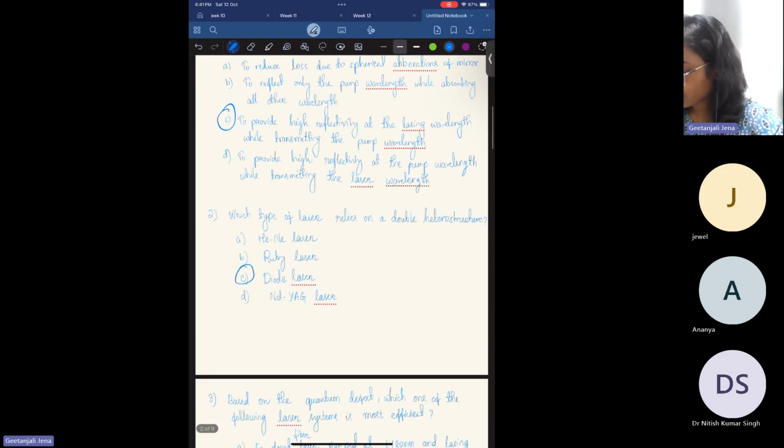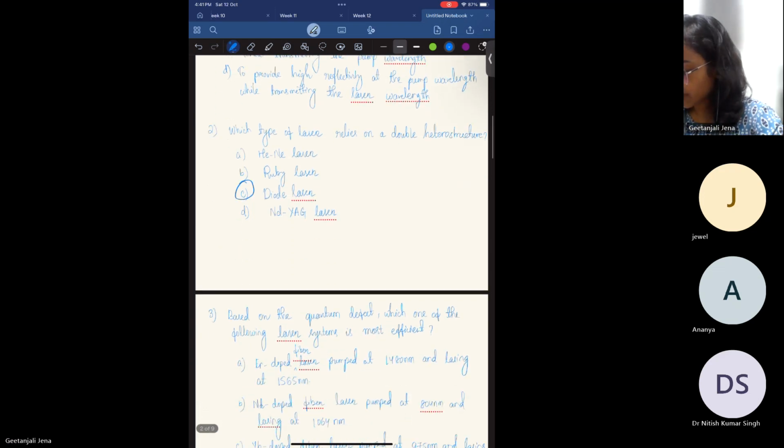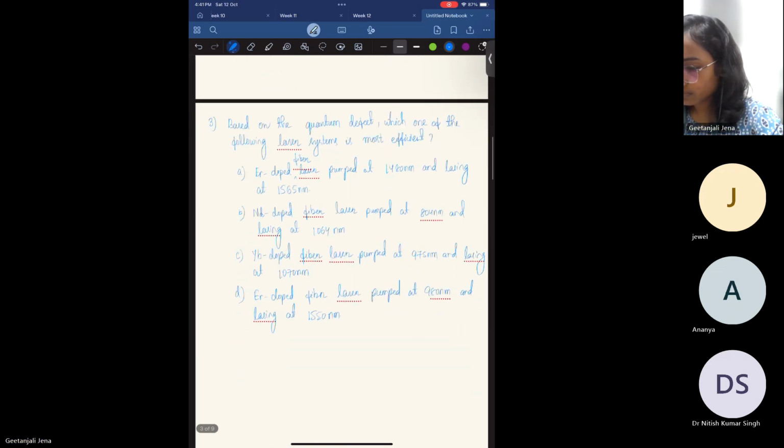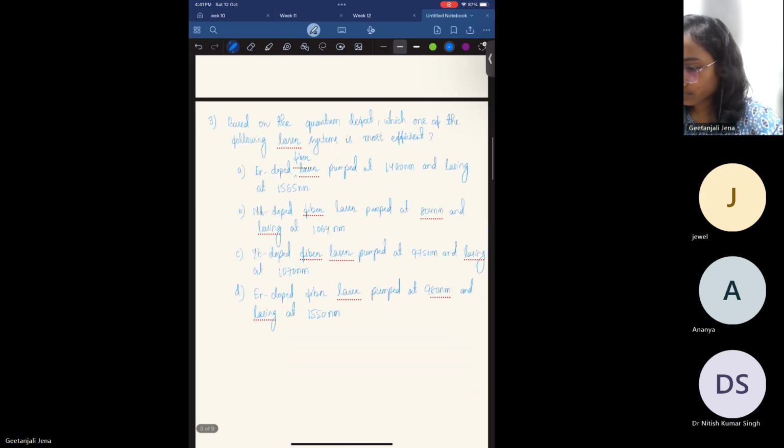Okay. So let us move to our next problem. The next problem is based on quantum defect. The question says, based on the quantum defect, which one of the following laser systems is most efficient?